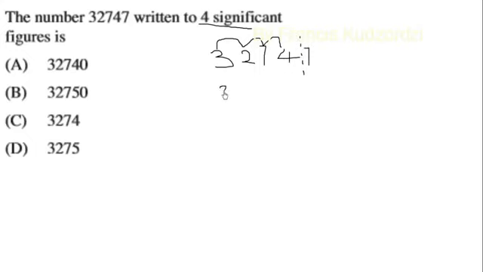So to 4 significant figures we get 3, 2, 7, 5, and replace all the other numbers to the right with 0. So to 4 significant figures, 32,747 is equal to 32,750. So the correct answer is this.